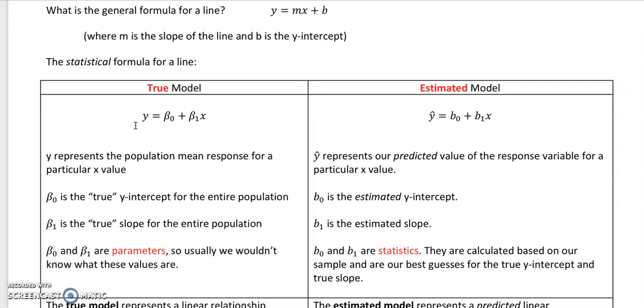But just like every other thing we've done in this class, we almost never have data for the entire population. So what do we do? We take a sample and we come up with our best guess. So rather than having y represent the population mean response, we're going to have y hat here, which will be our predicted value. So this is what we're going to predict. And we don't know the true y-intercept, so b0 is going to be our estimated y-intercept. b1 is going to be our estimated slope, and these two things are statistics. They're calculated based on our sample, and so they are our best guesses for those true values.